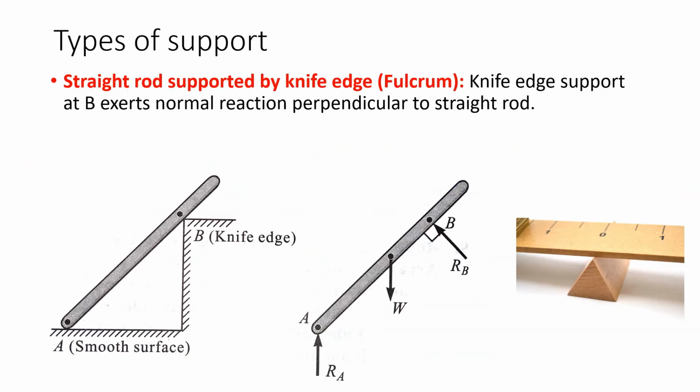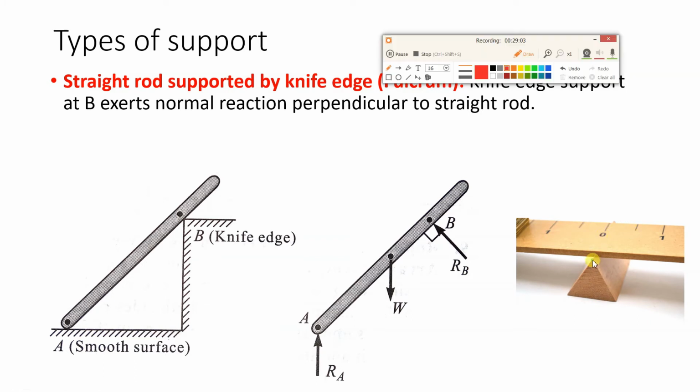Okay, next type of support we will see: a straight rod supported by a knife edge. Here you can see a diagram has been shown. A triangle. Here you can see a knife is there. This edge is forming a knife. So this type of support is called knife edge support. Here you can clearly see that this ruler is supported on which type of support? Knife edge support. Similarly, here you can see a rod is there and it will be like this. This support is like this. In 3D, if you see, the support will be like this. So this is a knife edge support. There will be an edge over here.